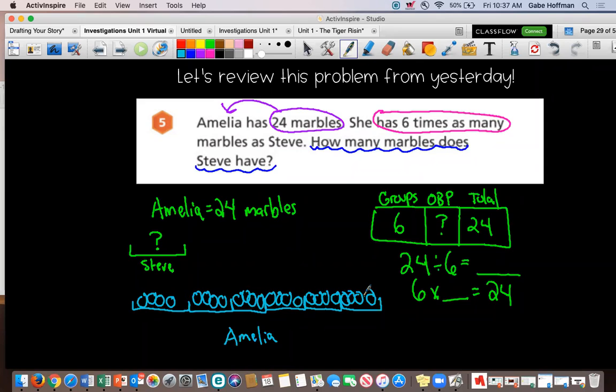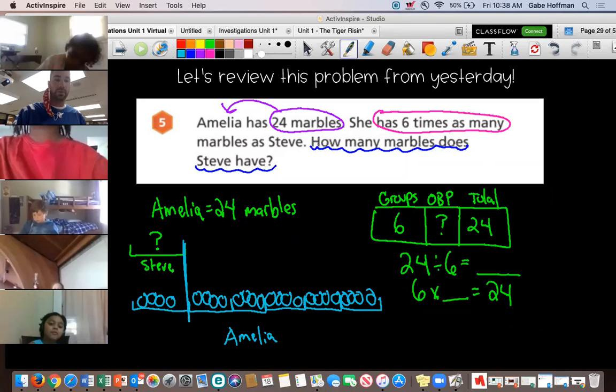So now our groups are even. If we draw a line straight down from Steve to Amelia, we can see how many marbles are in that one group. Everybody, hold up on your fingers. How many marbles were in that one group?